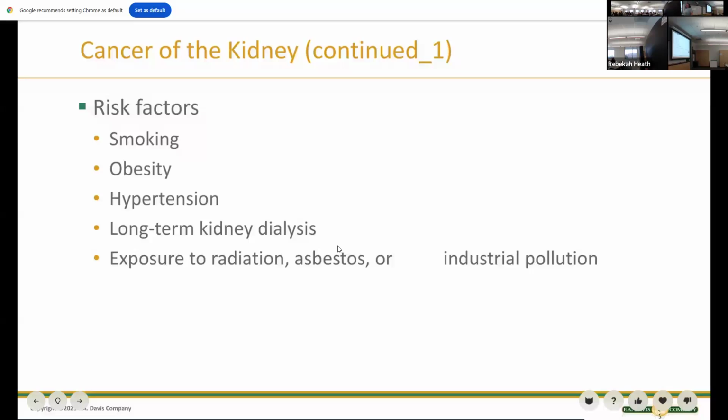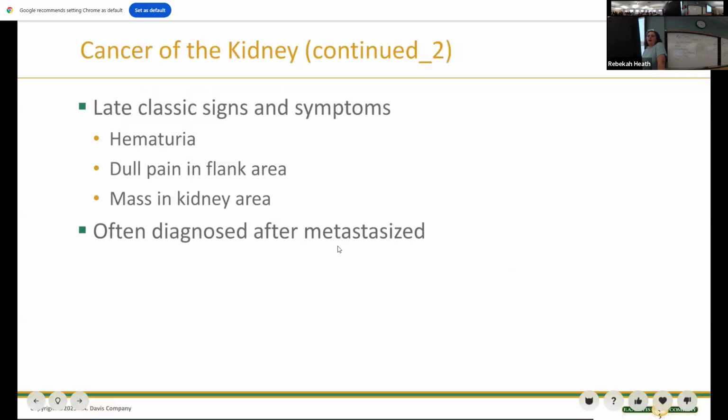Risk factors, again, are smoking, obesity, high blood pressure, long-term dialysis, the strain that puts on the kidneys, or just kidney dysfunction in general. And then again, industrial pollution, just like all of our cancers. With the signs and symptoms, just like bladder cancer, we don't see a lot of symptoms until it's usually later stage, and it mimics a urinary tract infection or even a kidney stone. And so that's why we really have to make sure we're getting these guys diagnosed appropriately.